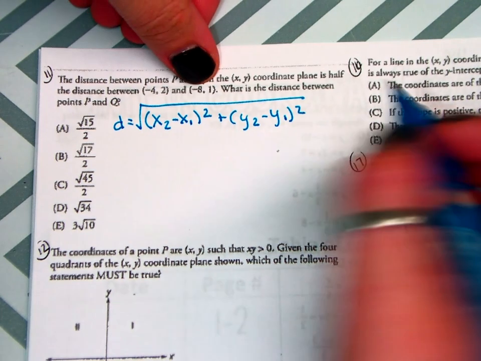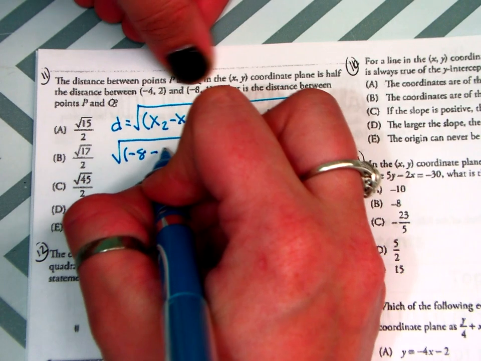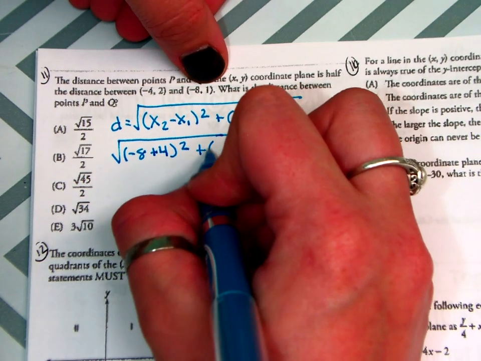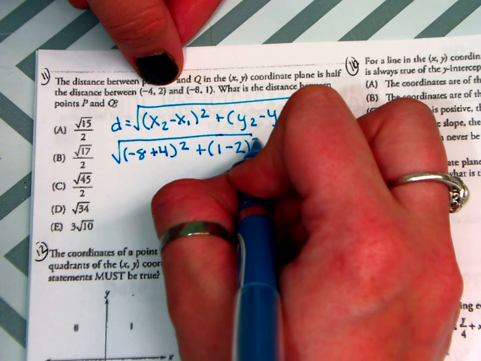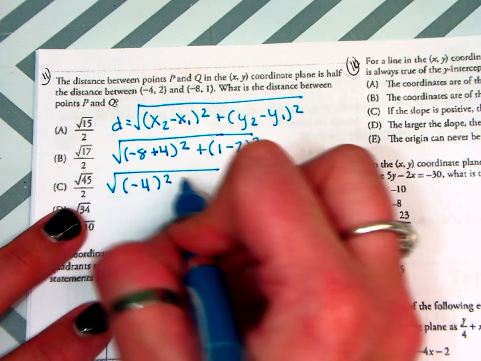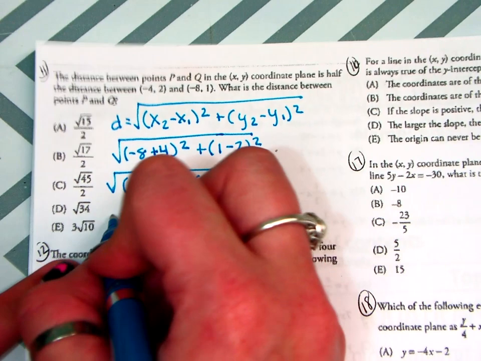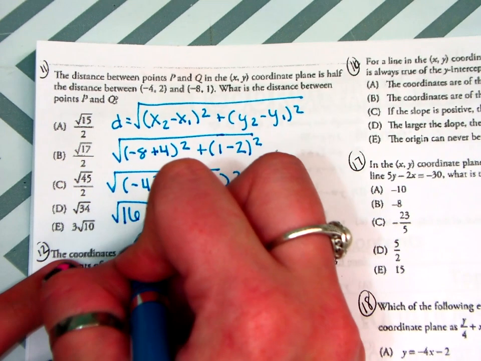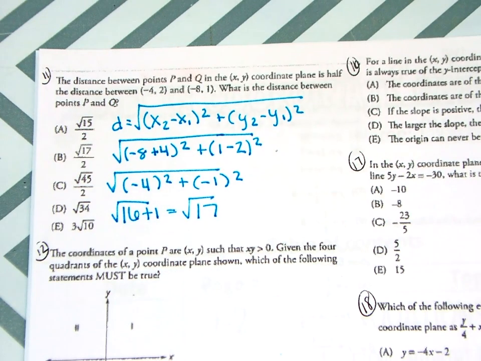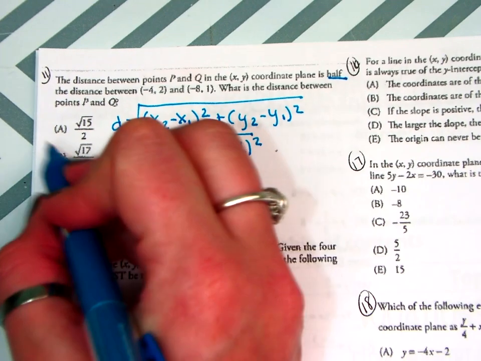I'm going to make this x2. So negative 8 minus negative 4, which would be positive 4. y2 is 1 minus 2 squared. So I'd be left with negative 4 squared plus negative 1 squared. When I square, I'll always get positive, so this is 16 plus 1, which is the square root of 17. Now, the square root of 17 is the whole thing. We only want half, so I divide this in half, which is option B.